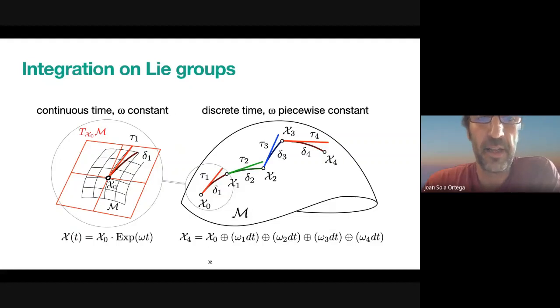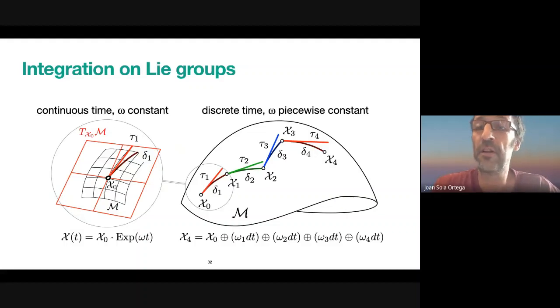The last notion is integration. Integration in the sense that I want to integrate velocity into movement, for example angular velocity into rotation matrices. Maybe I didn't say, but the exponential itself is the continuous-time integration of omega, the velocity expressed in the tangent space, onto the manifold. But this holds if omega is constant. The differential equation only has the exponential as solution if the velocity is constant.